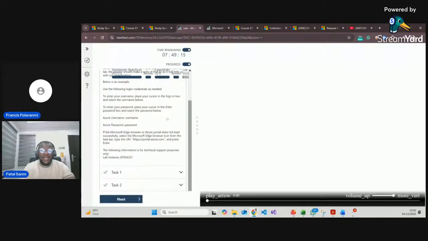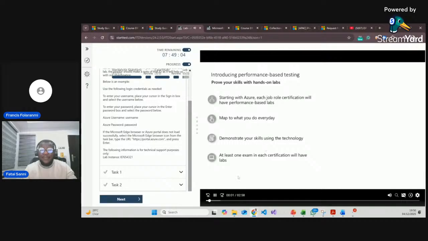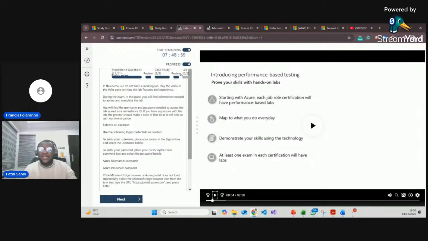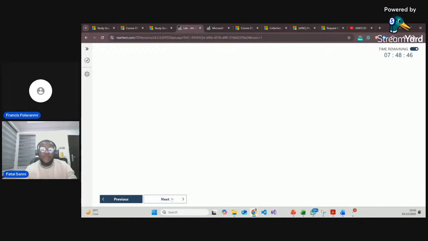I've not particularly come across lab-related questions in DP700 or DP600. Maybe this applies, so it tells you what you're going to do in this lab. It gives you detailed instruction. So if you come across a lab-related question, please try to read the instruction thoroughly, follow it and try to answer that, okay? But for DP600 and DP700, I have to be honest, I've not come across lab-related questions before, okay?